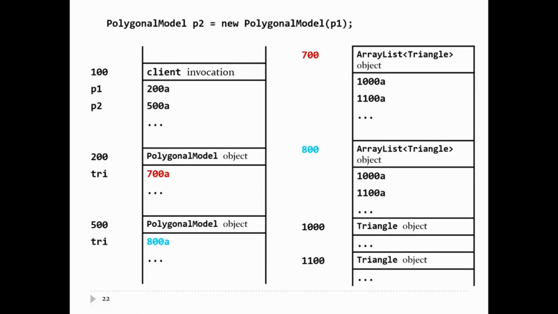You just go back to the picture. That's the first triangle in the second list. That's the first triangle in the first list. Are they the same triangle? Yes, they're both the same triangle.